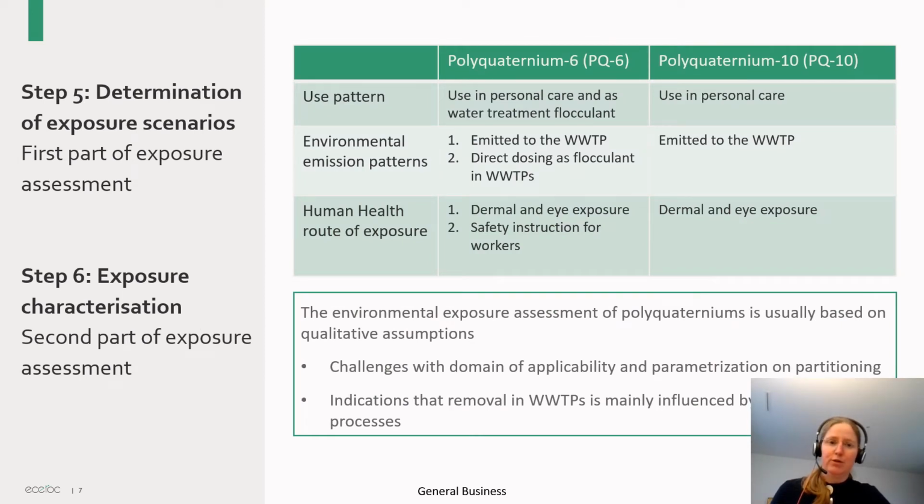The use patterns inform on exposure routes. Both polymer types are used in personal care, thus may be emitted to wastewater treatment plants. In addition, selected PQ6 are also used as flocculants in wastewater treatment plants, and therefore are directly dosed in wastewater treatment plant clarifiers. From a human health perspective, exposure from personal care products may occur on the scalp, hair, skin, as well as the eyes. Workers handling PQ6 in the professional environment are advised to handle chemicals following the safety measures.